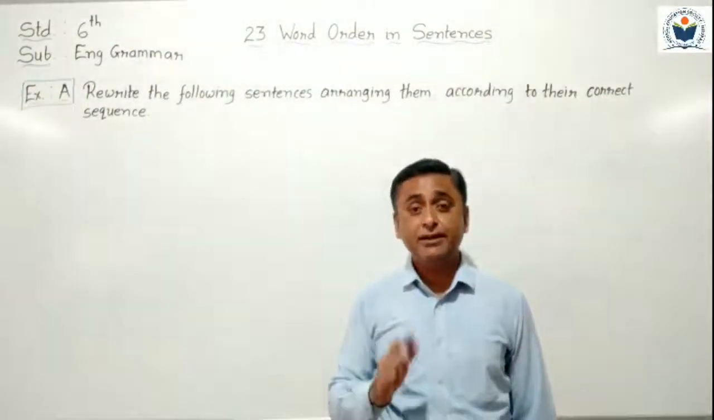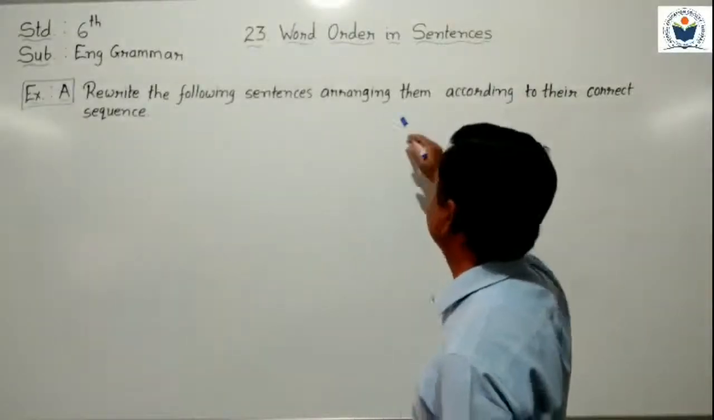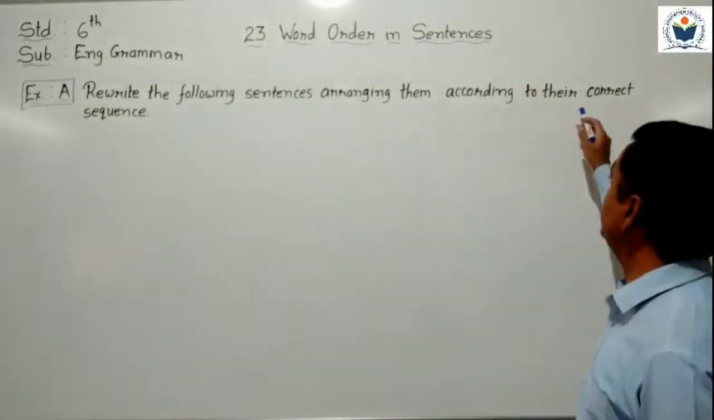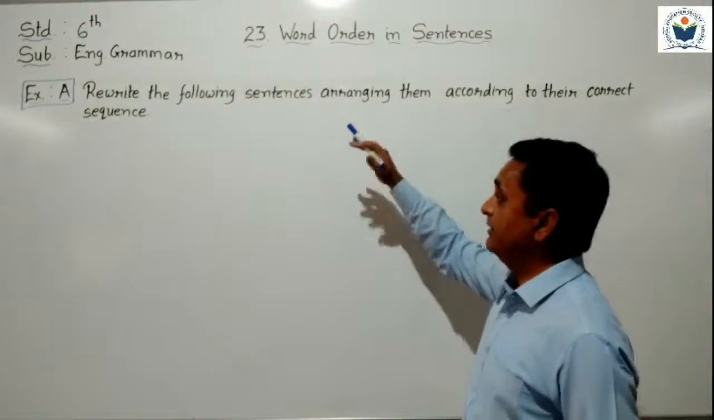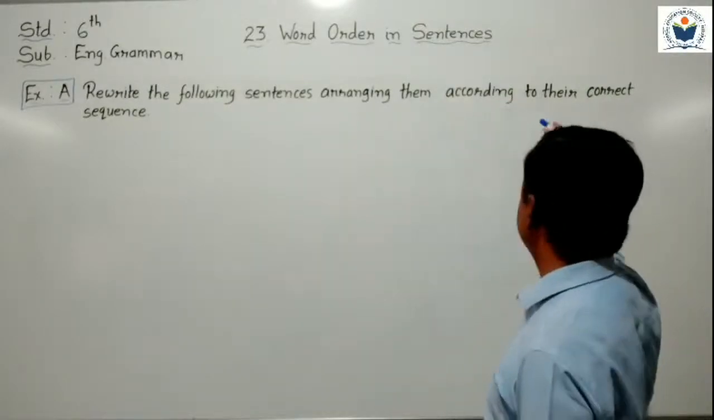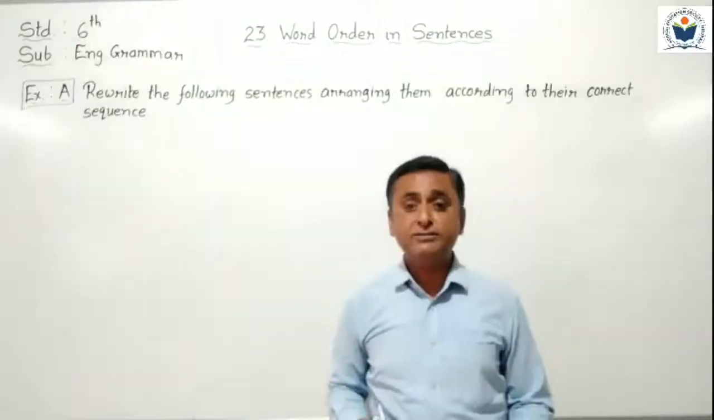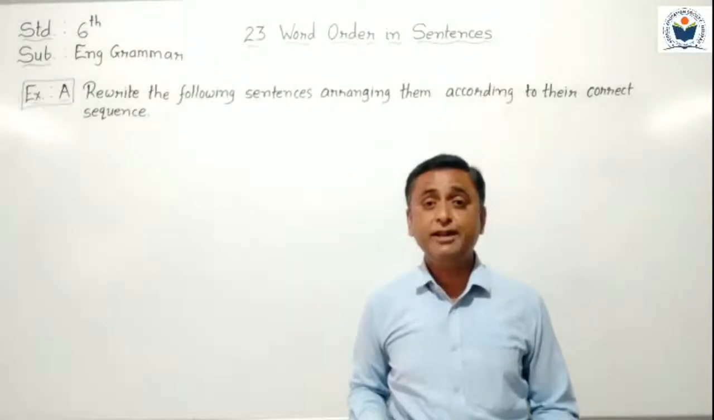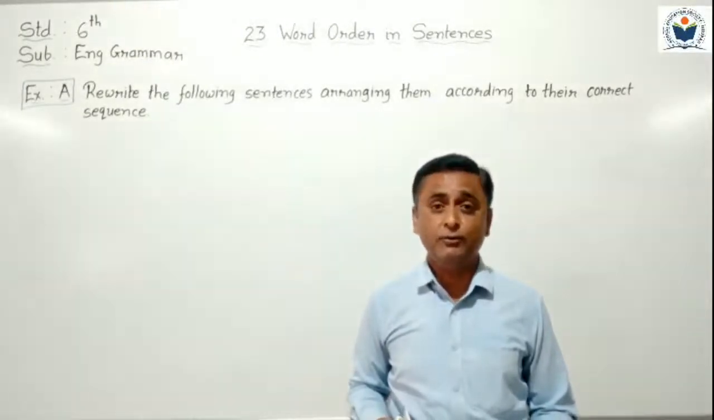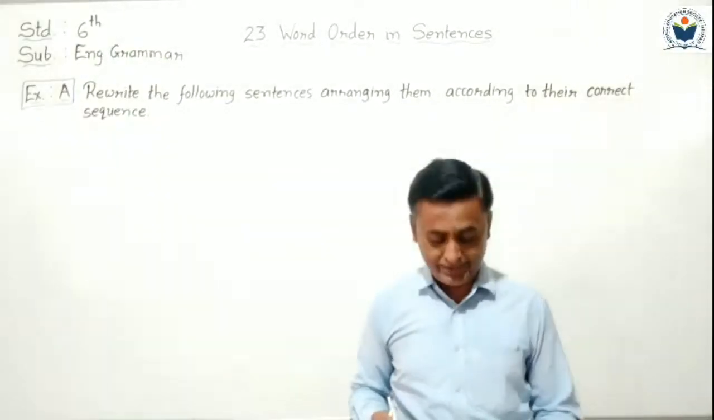Exercise A. Exercise A heading is given here. See, rewrite the following sentences, arranging them according to their correct sequence. Here, jumbled words are given. We have to arrange them properly according to our learning, and then we have to create a meaningful, complete sentence. Okay, so let's start it.